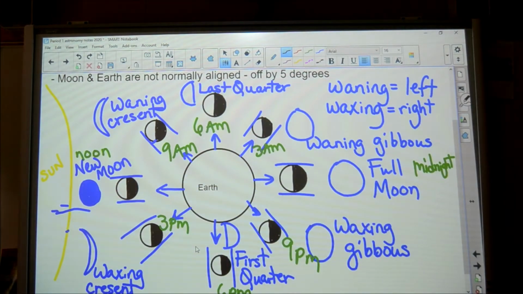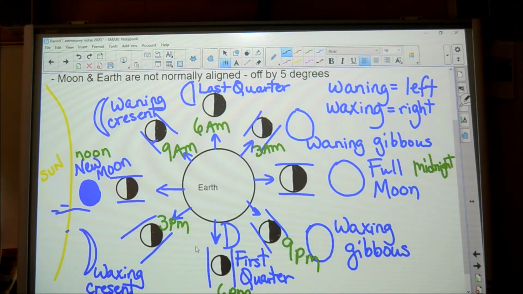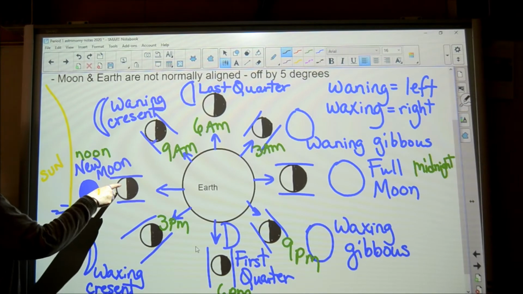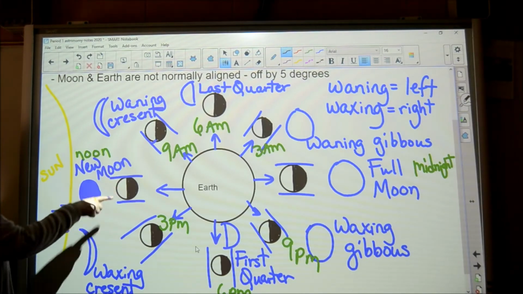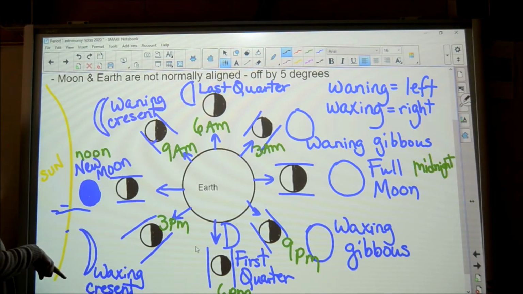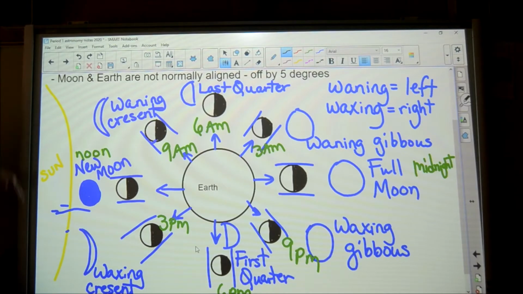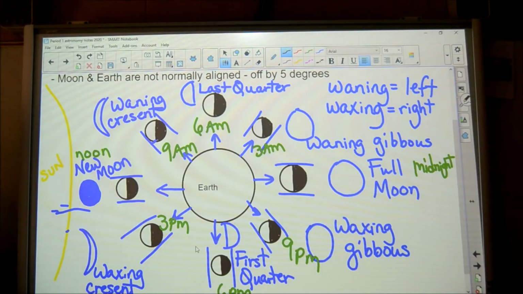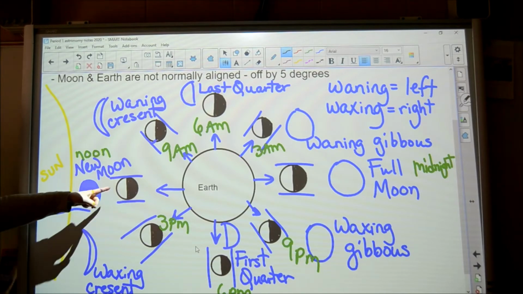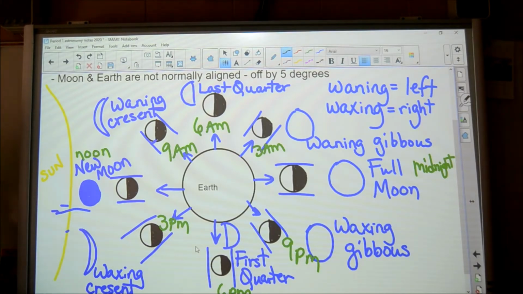So going over this diagram. Here's the Earth, here's our moon, and if you look, I have 8 different moons on the diagram. The sun is over on the left-hand side. So if you look at the original moon that I drew, the side facing the sun, or the left side of the moon, is illuminated. The side away from the sun is going to be dark.